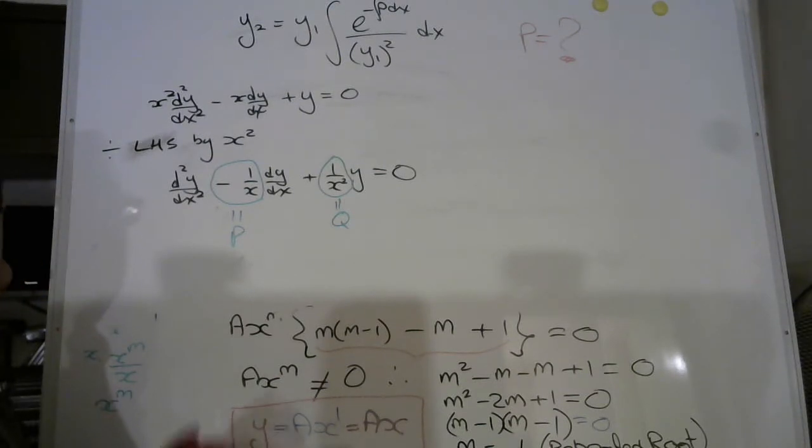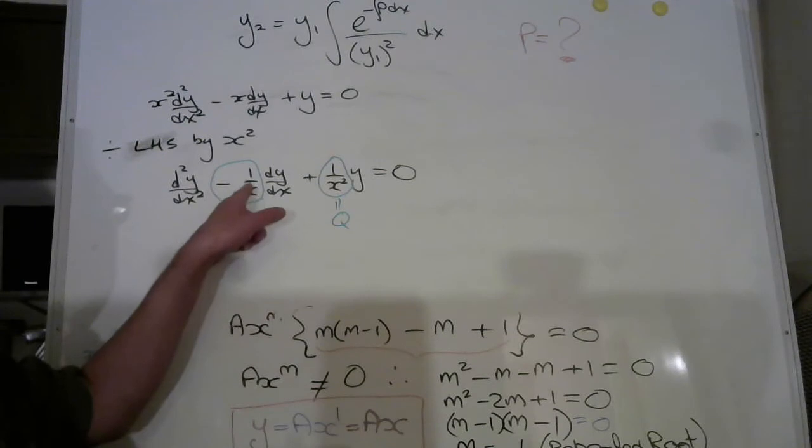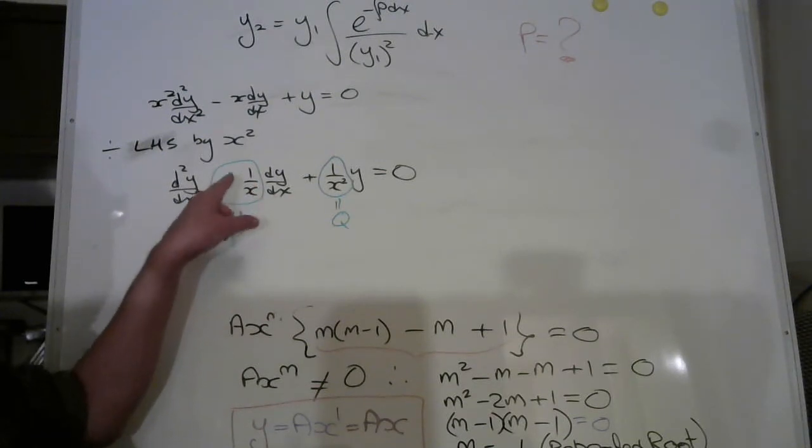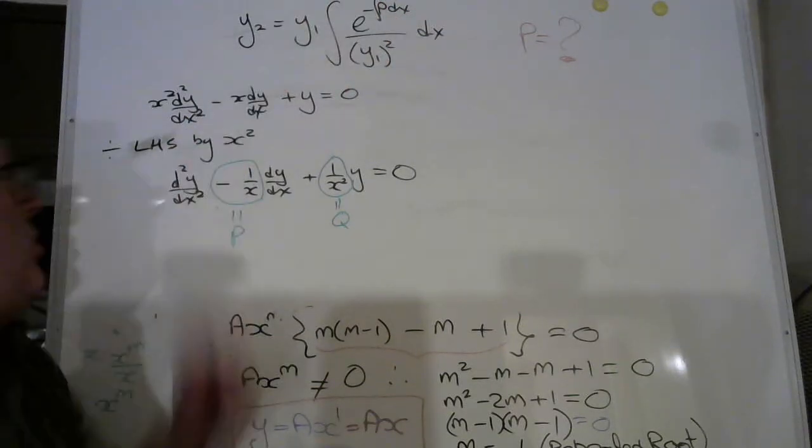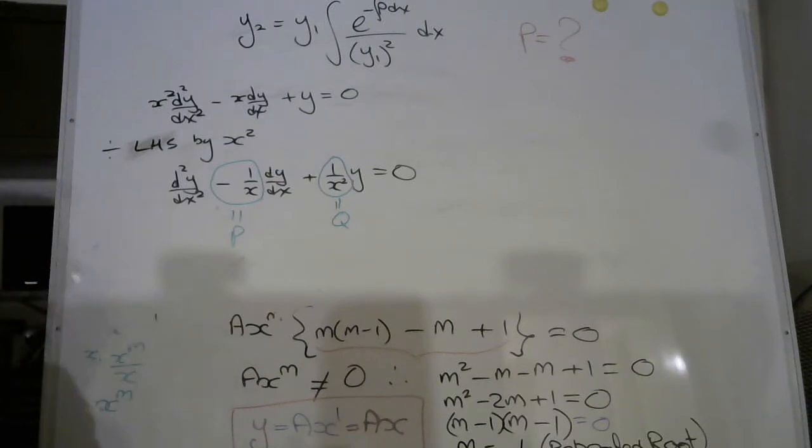So what we can do is we can substitute this value, well, this variable, minus 1 over x, into this equation, and we know what y1 is. So we'll just write it down.